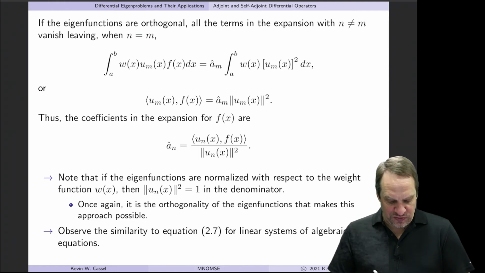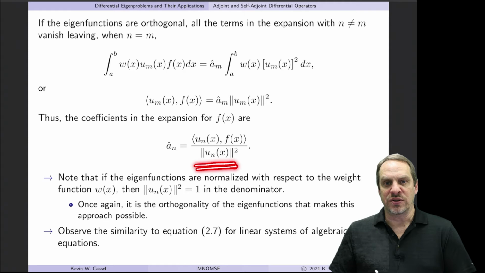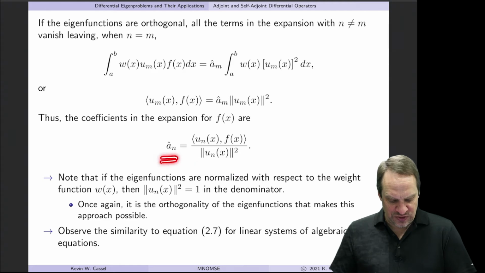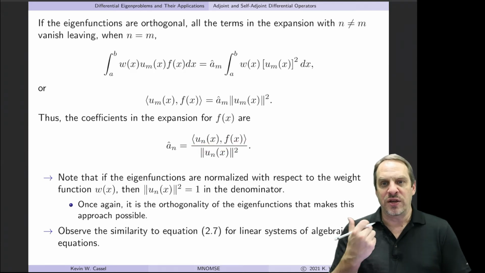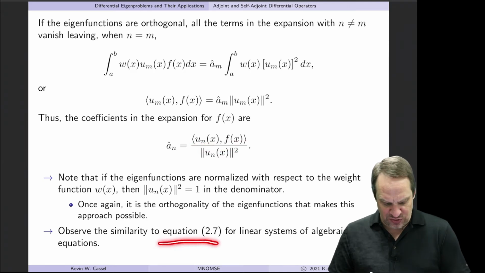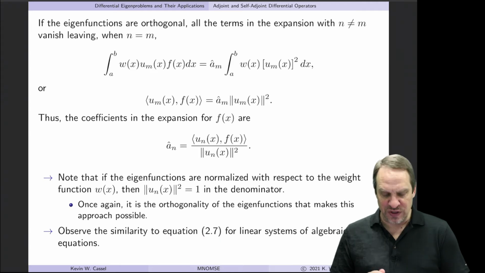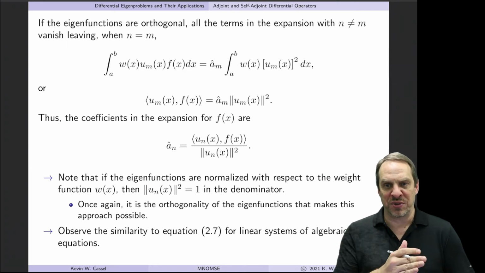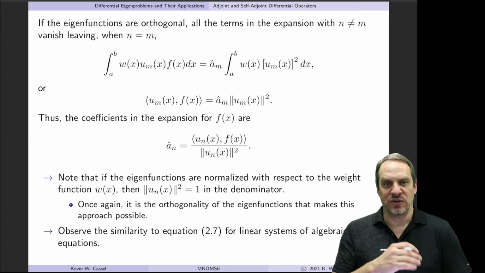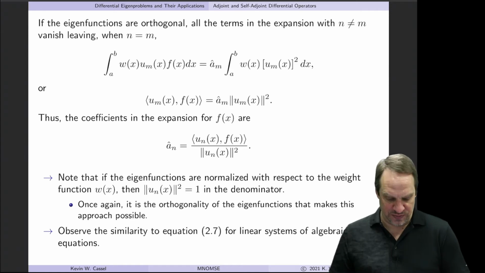Now you'll notice if we've already normalized our eigenfunctions so that their norm is 1, then this denominator will simply be 1. And the coefficients then will just be the projection of f of x on each of the corresponding eigenfunctions u sub n. And you'll notice even if we look back in chapter 2, equation 2.7 to be specific, this is perfectly analogous to the same situation that arose solving systems of linear algebraic equations Au equals b, where the right-hand side vector b is like our right-hand side function f of x.